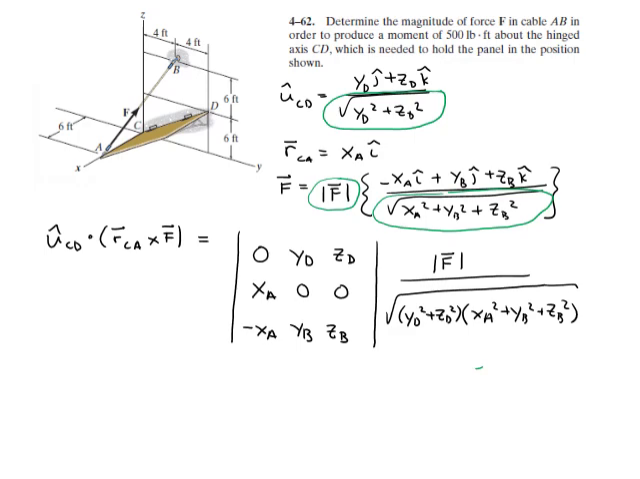Okay, now let's do the determinant. The first thing I do is take this first row, cross out the first row and the first column, and then do this entry times this entry minus this entry times this entry. But the whole thing is multiplied by 0, so I don't need to worry about that, right? So I'll just get rid of all those.